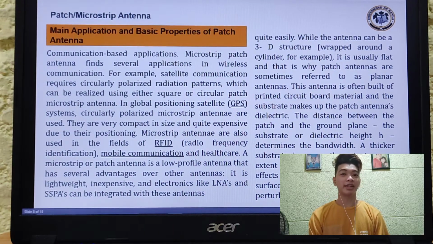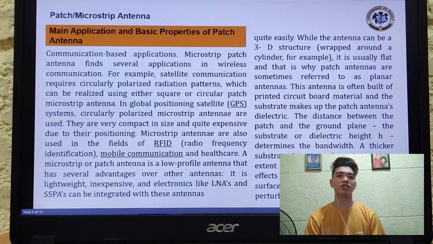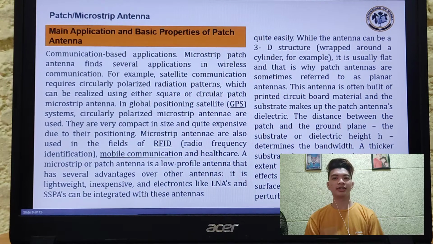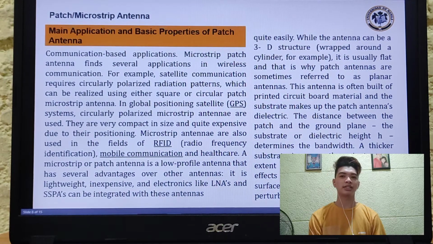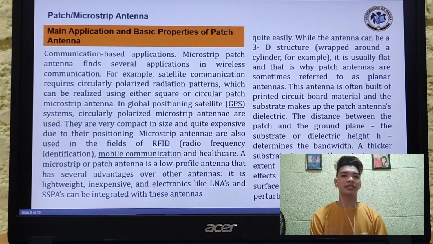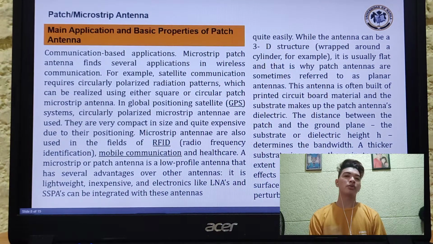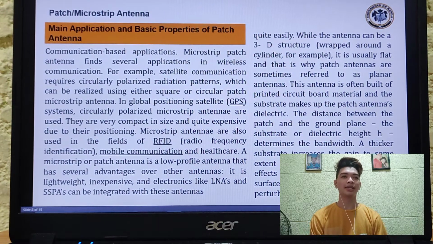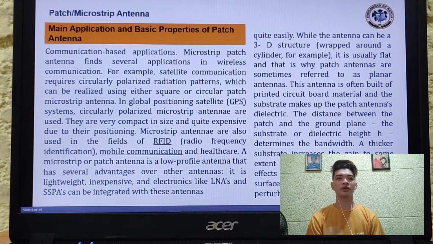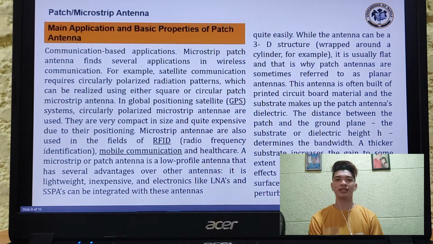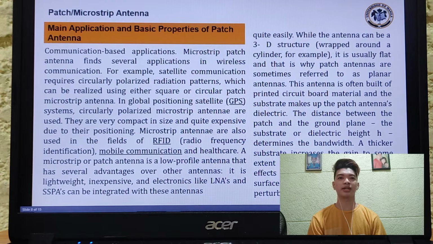A microstrip or patch antenna is a low profile antenna that has several advantages over other antennas. It is lightweight and inexpensive, and electronics like LNAs and SSPAs can be integrated with these antennas quite easily. While the antenna can be a 3D structure wrapped around a cylinder, for example, it is usually flat, and that is why patch antennas are sometimes referred to as planar antennas.